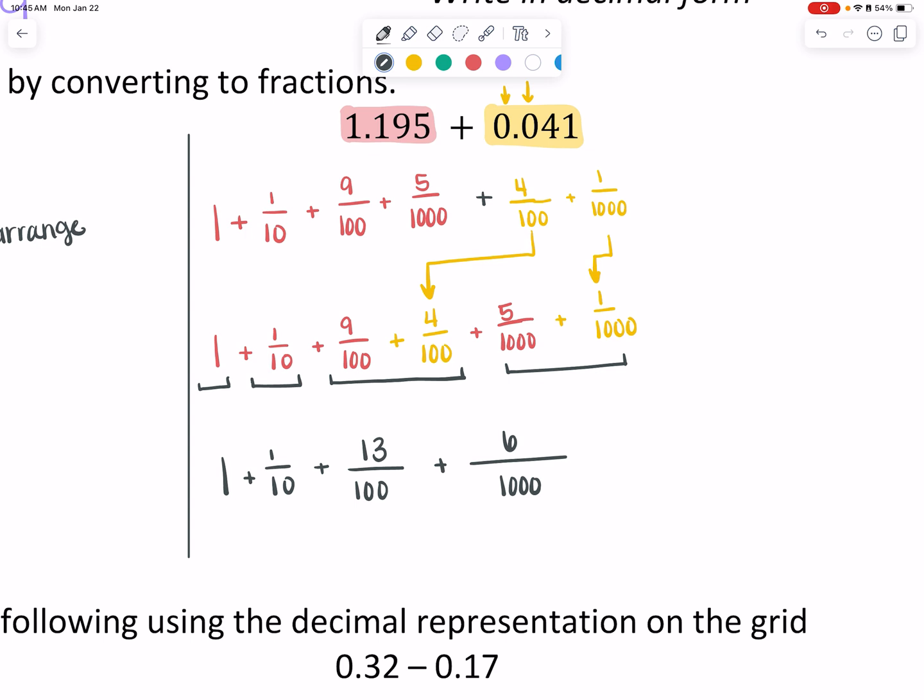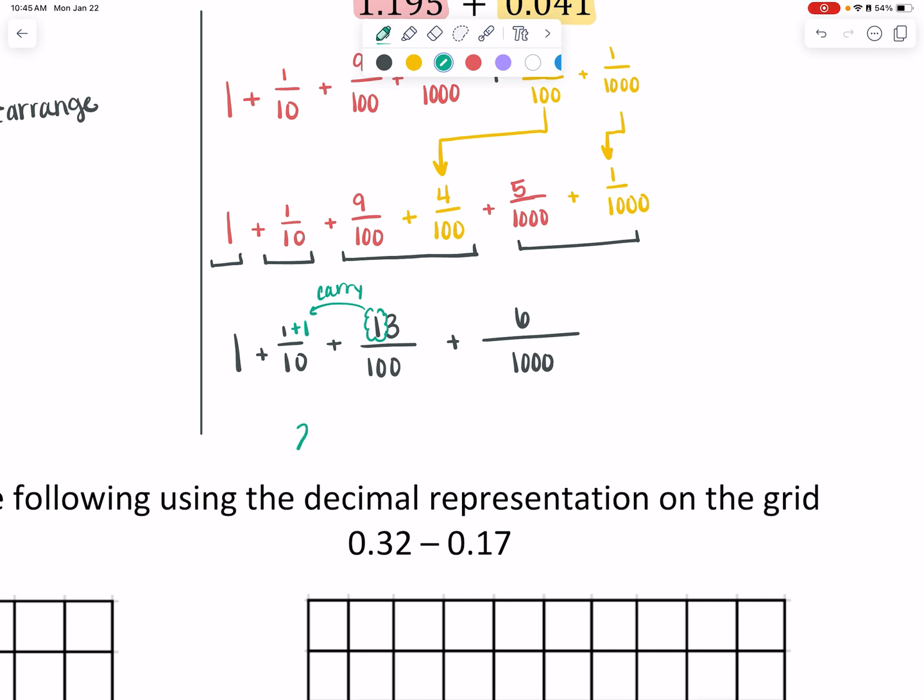Now here's the interesting thing. I can't write a 13 as one digit. So this part right here, I can't write that as one digit, but what I can do is carry that. Because really that is a 10. I can add that over to here and make that 2, 1.2, and then the 3, 6.